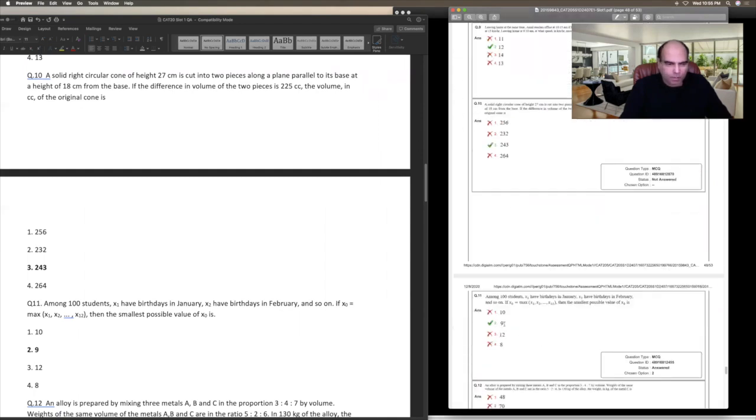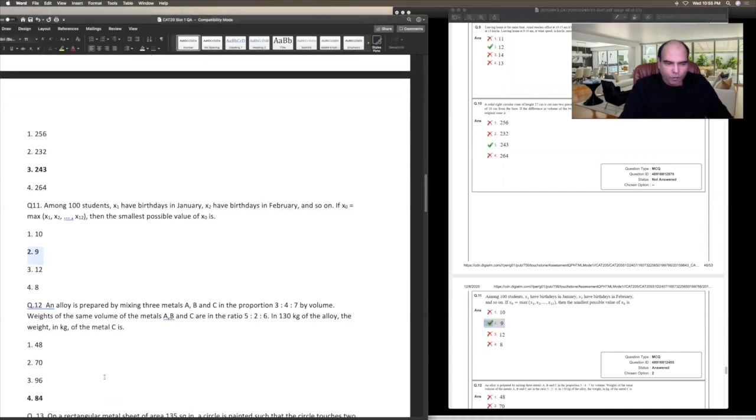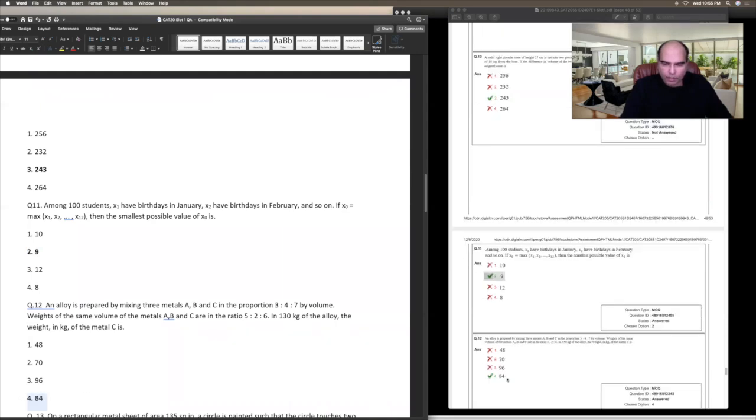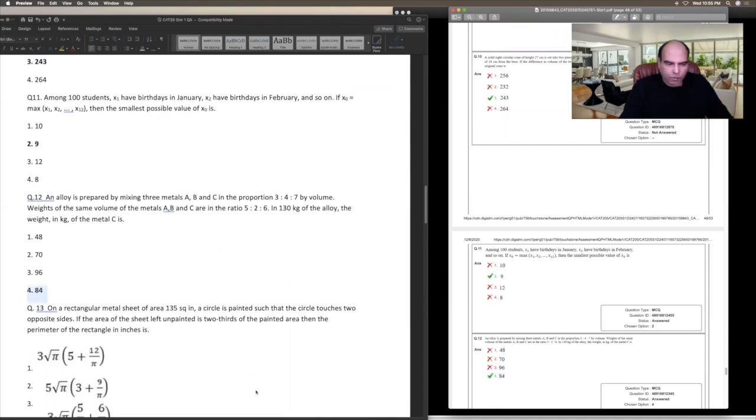11th pigeonhole principle. 9 I got it right. 12th multiplication of 2 ratios and multiplier logic, 84. Got it right. This also I knew it was correct while solving.